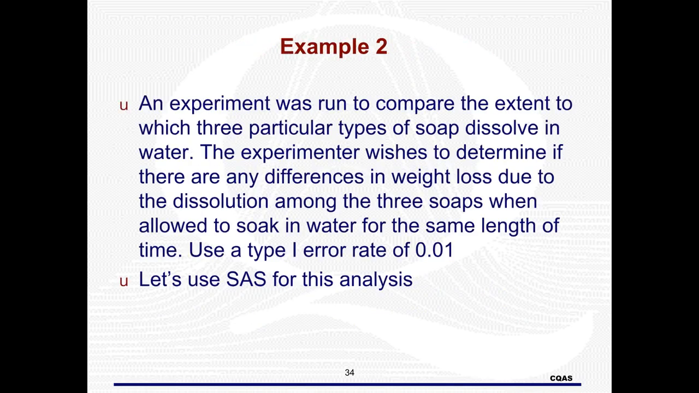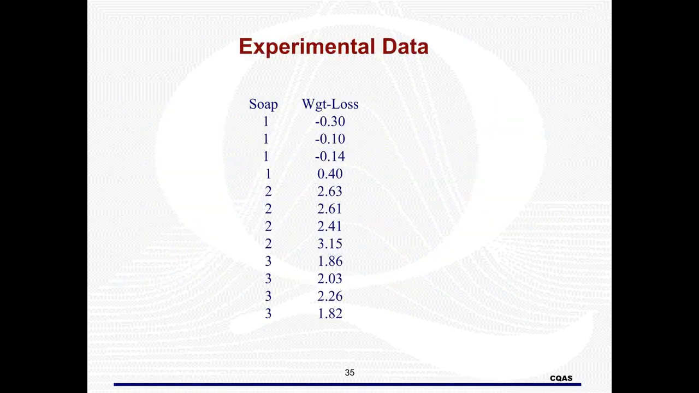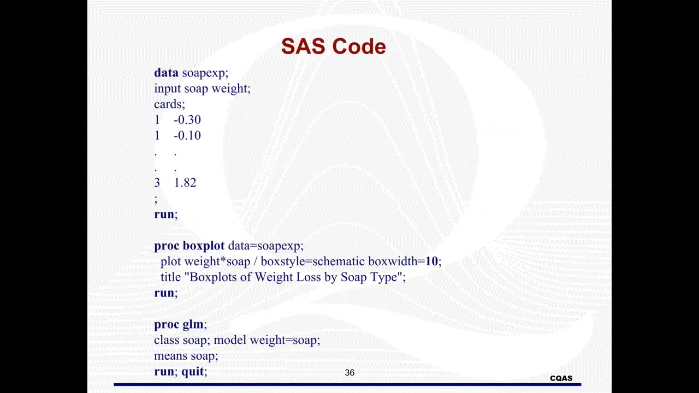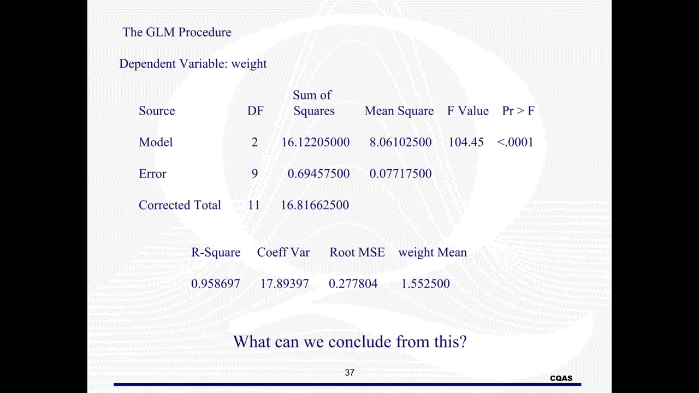Here is another example that I will give you SAS code for. Here is the data. Here is the code to get the data into SAS, create the boxplot, and run the ANOVA. Again, based on a reasonable alpha, we would reject the null.